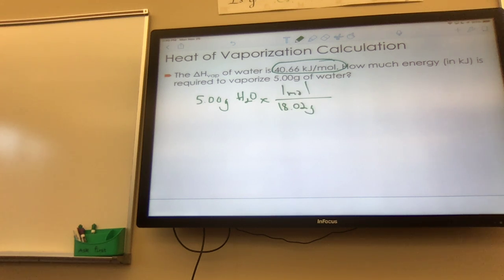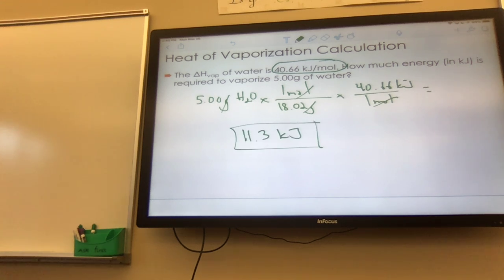Okay, so that gets you grams of water, and I want mole on the bottom. So 40.66 kilojoules. And I end up with 11.3 kilojoules of energy. Does that make sense? Yeah.